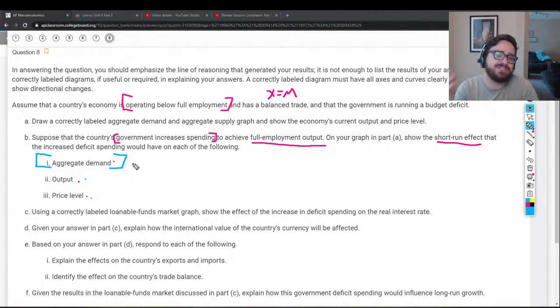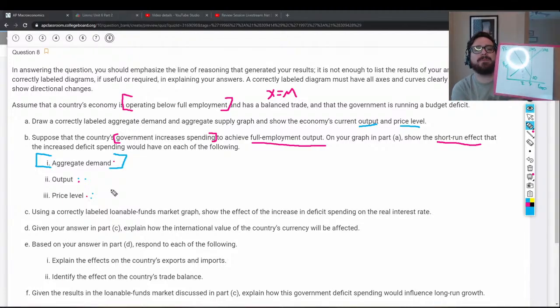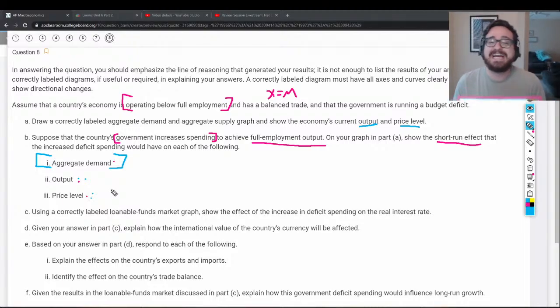If you just have a brain fart and forget what your axes are on your aggregate demand supply graph, one, it says show their current output and price level and their output and price level multiple times. To be clear, real GDP measures output, but you could write output if you wanted. It told me what my axes were. That's so nice. I didn't even have to remember it. The AP exam told me. That's great. It doesn't tell me how to draw it, but it does tell me what my axes are.